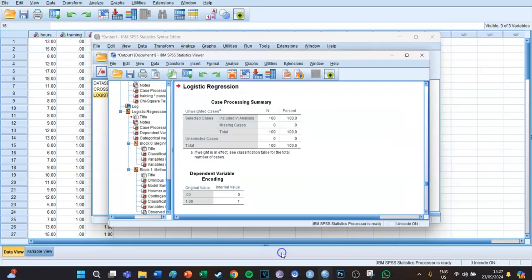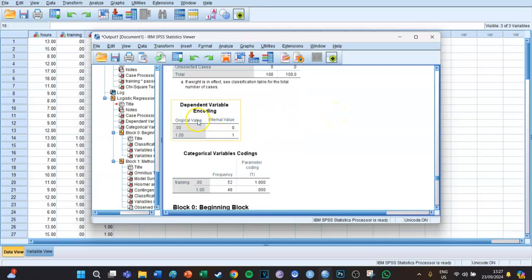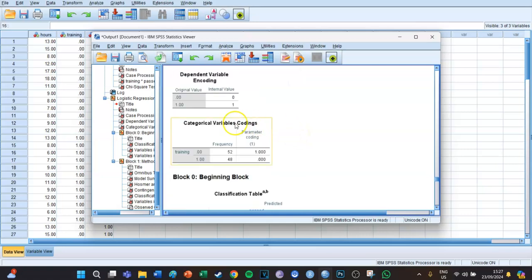And if we then go to the output screen, you can see that there was a total number of respondents of 100. The dependent variable, so whether you passed or not, if it has a 0, it will remain a 0, and if it had a 1, it will remain a 1. But this is important, for the categorical variable codings, in this case it was training, we marked it as a categorical coding.